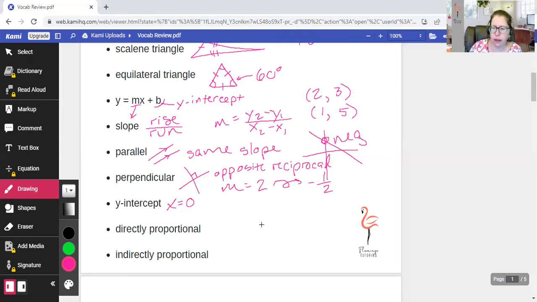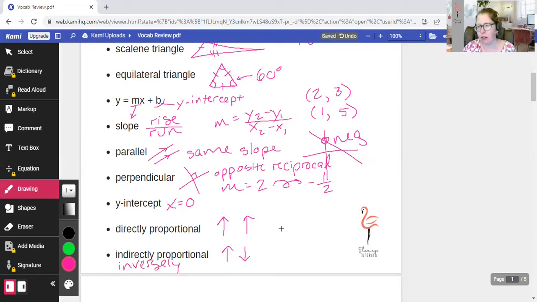All right, then we have directly proportional and indirectly proportional. So direct, and they're not really going to do a lot of math here. It's just a concept, the idea that as one thing goes up, the other goes up. That's directly proportional, whereas indirectly proportional means that as one goes up, the other goes down. They have an opposite relationship. Another word that they will use instead of indirect is inversely proportional.